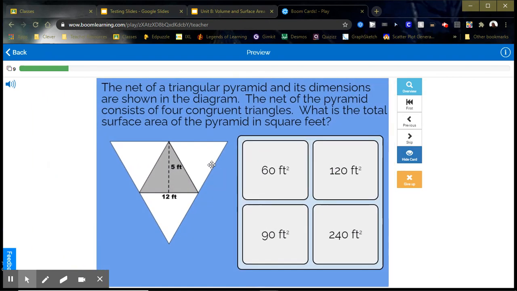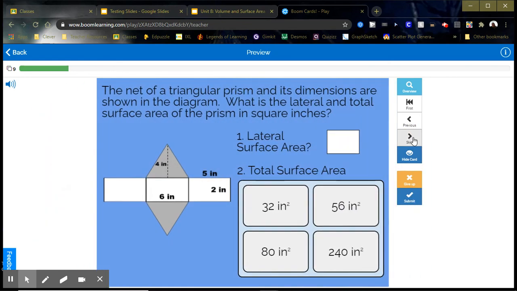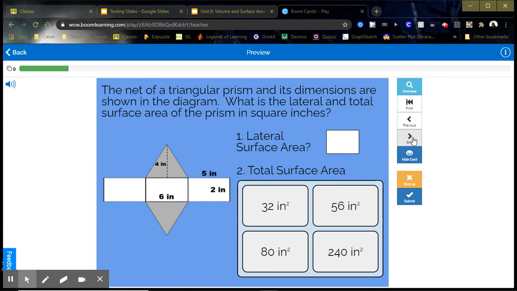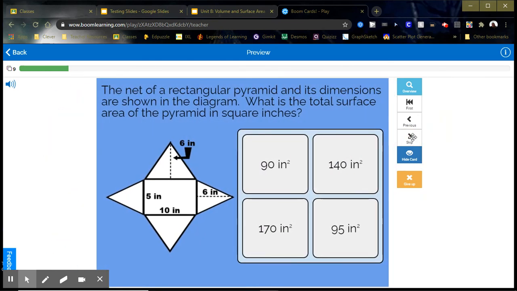And then on here, this is just asking for total surface area. What is the total surface area? And so on. So if it's asking for lateral, it'll have lateral surface area and then total surface area. If it's asking for total, it'll just have your options here.